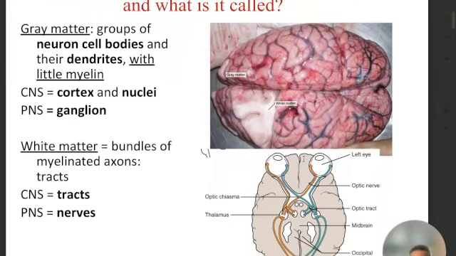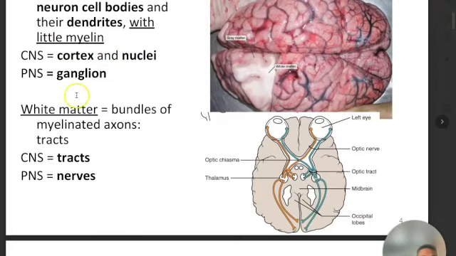Okay, here is where people get a little bit confused. Okay, so in the CNS, central nervous system, all the gray matter is called nuclei, or nucleus. But the same gray matter in the peripheral nervous system will be called a ganglion. So make yourself a chart. Just try to remember these because it's going to be on the test.